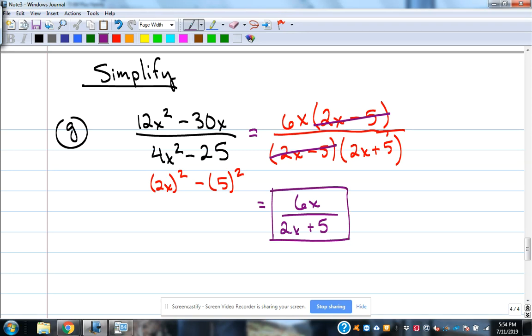And again, you cannot simplify the 6x and the 2x, because the 2x is tied to the plus 5. Okay, if that were just 6x over 2x, yeah, you could simplify. But because it's got a plus 5 tied to the 2x, you can't do one part. You've got to do either the whole factor or none of it. Okay. So there's the simplified version of example G. So again, factoring is going to be your key to simplifying.